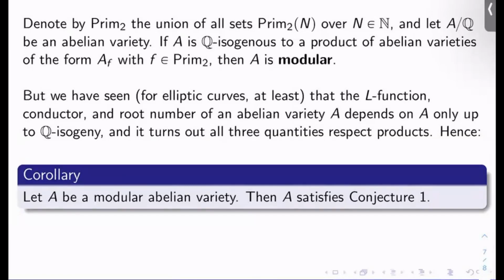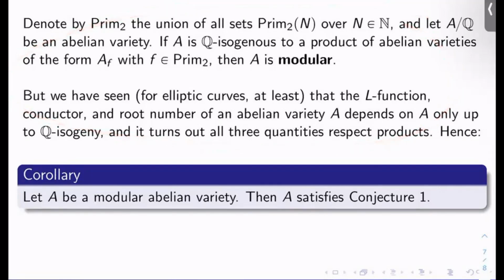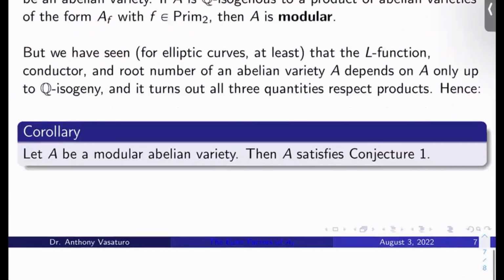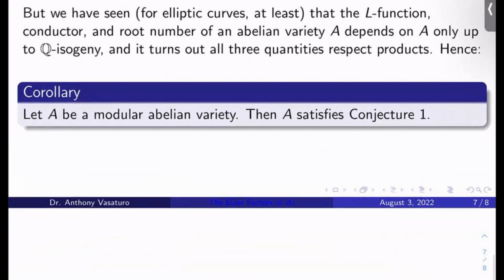Okay, hence this discussion on this slide plus the theorem above immediately gives us the following. Let A be any modular abelian variety, then A satisfies conjecture 1. Proof: products respect everything, and modular abelian varieties are products of A_F, and A_F already satisfies conjecture 1. Okay, so we are going to dig a little bit deeper into this over the next couple of videos, which will allow us to finally conclude chapter 3 of my notes. And so thanks for watching, and I'll see you then.